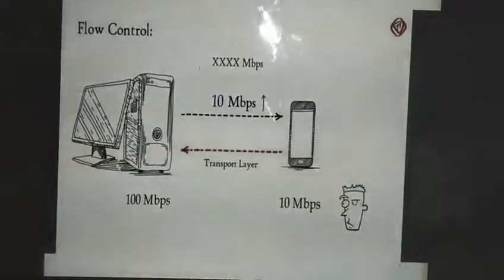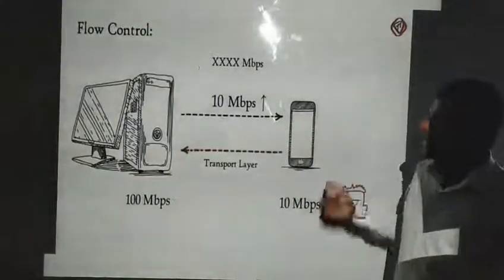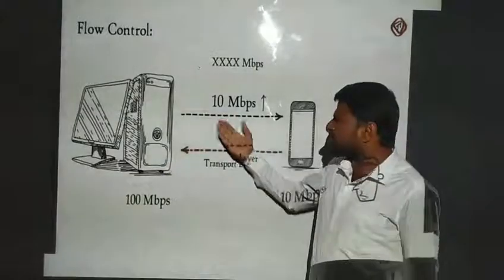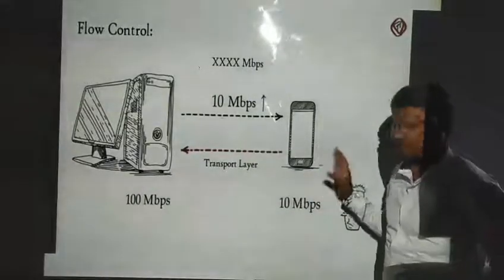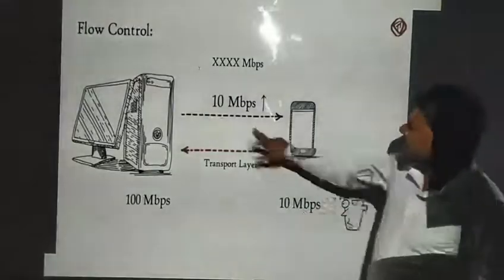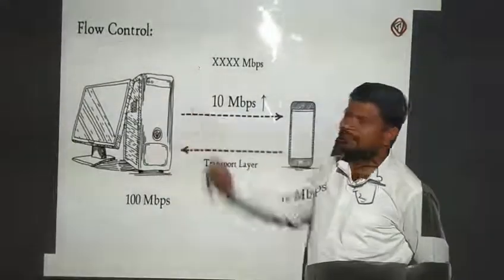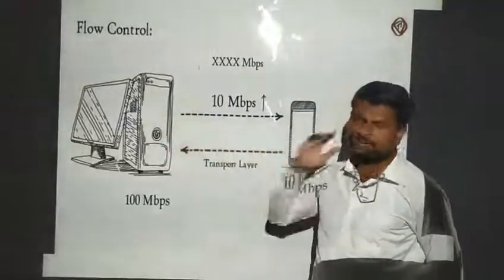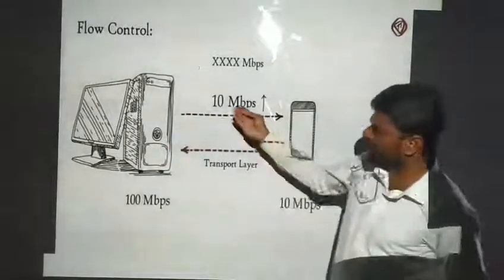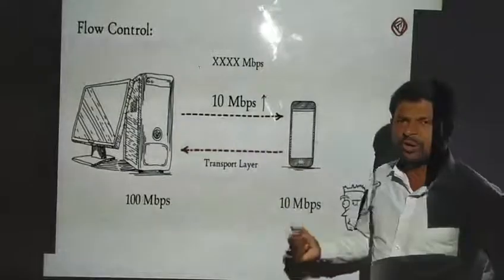And next is what? Flow control. Flow control means, this is a server, this is your smartphone or a computer or a laptop. When you are downloading something, if the downloading capacity of your smartphone is 10 Mbps, and the speed of the server is 50 Mbps, at this time the transport layer asks the server to reduce the downloading speed. At that time, if this matches this, then only downloading will take place.